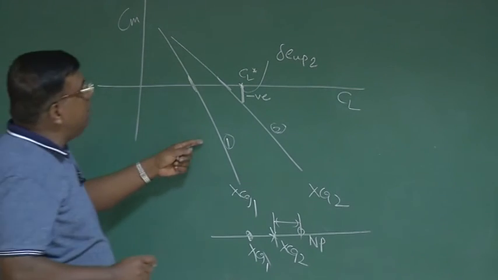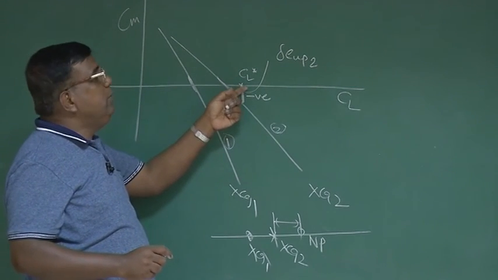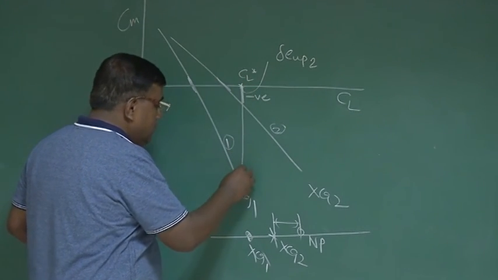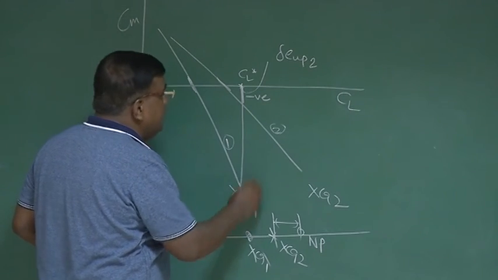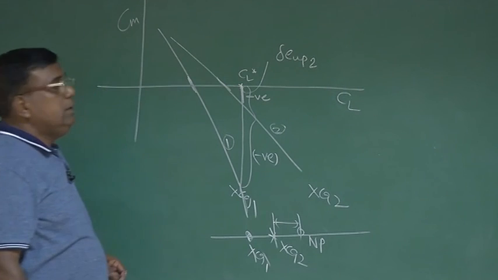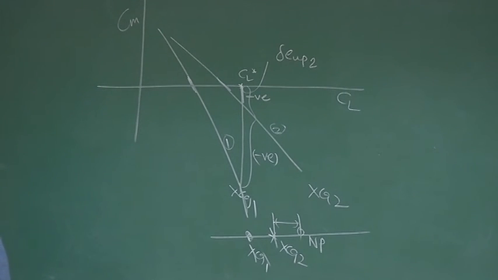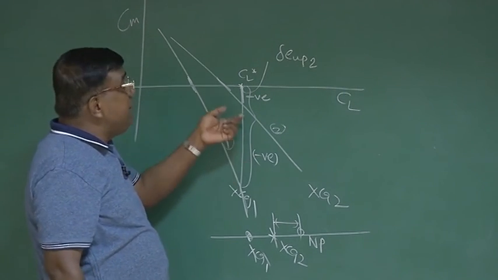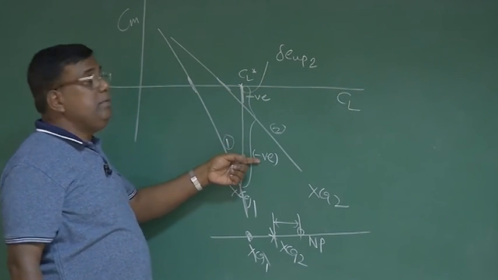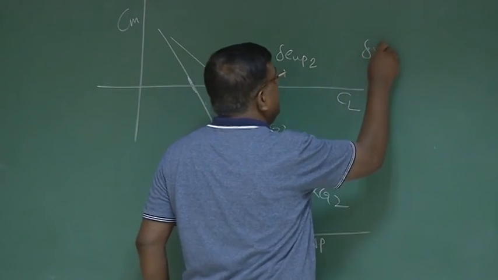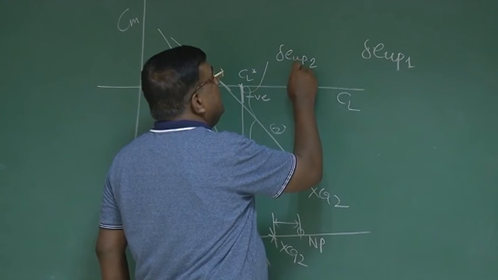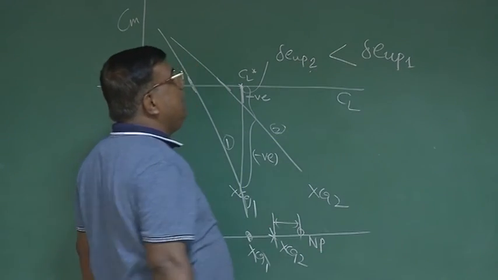Now for the same CL star, if I want aircraft 1 to fly at this CL star with lift equal to weight and thrust equal to drag, this much negative pitching moment will be generated. Okay, that means I have to deflect the elevator much higher compared to this case to nullify this negative pitching moment, and let's say that is delta E up 1, and delta E up 2 is definitely less than delta E up 1.